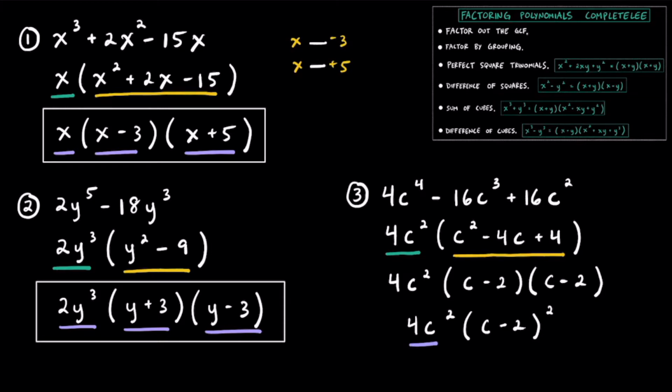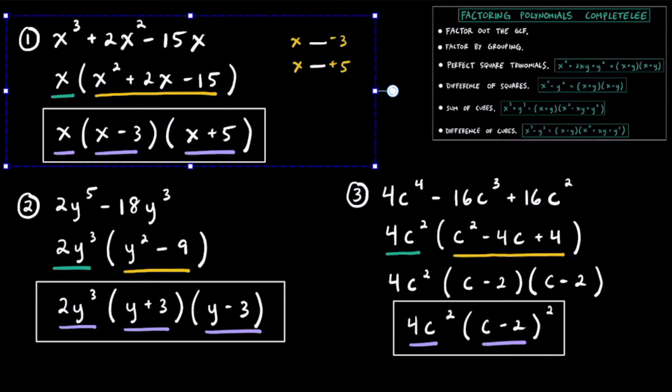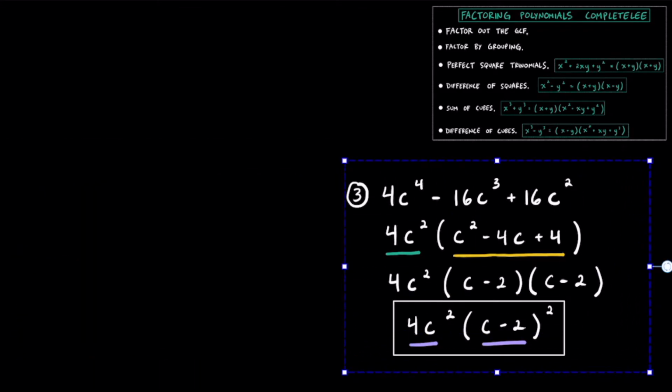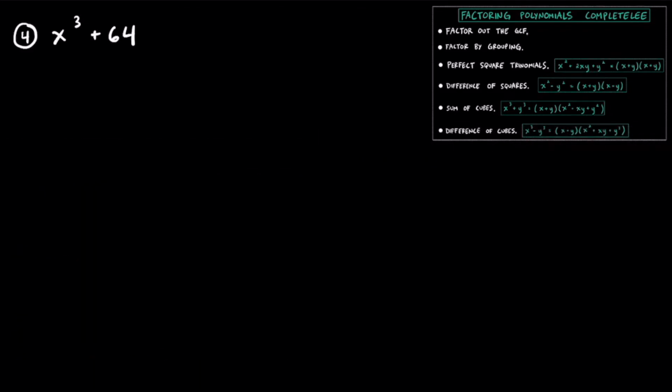This monomial can't be factored anymore, and this is a linear binomial, and it can't be factored either. This right here is fully factored. So now that we've tried a few examples together, maybe let's throw in some cubes, some difference and sum of cubes as well. For example 4, we have x cubed plus 64.